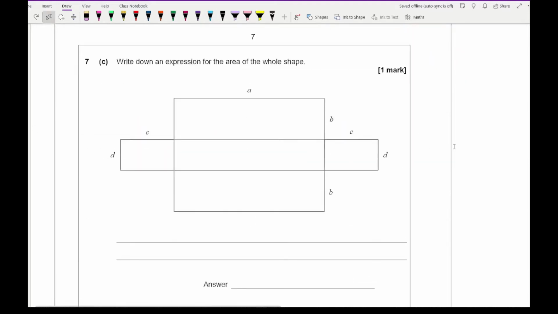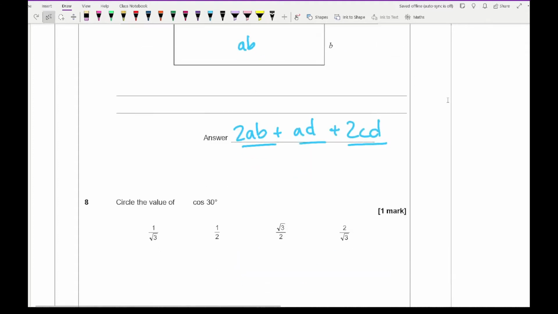Question 7c says write an expression for the area of the whole shape. So here we've got AB, this is going to be AD, this is AB, this is CD, and this is CD. So altogether, what we've got? Well, we've got 2 ABs, we've got an AD, and we've got 2 CD. So any of the formations of those 3 terms being added together would be fine to get you your single mark.